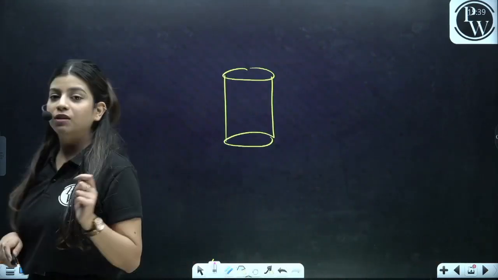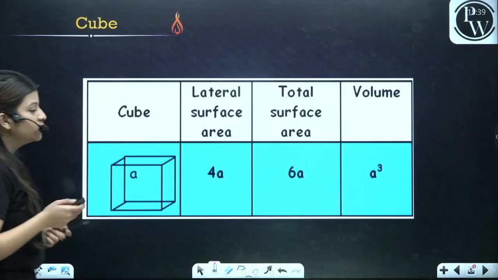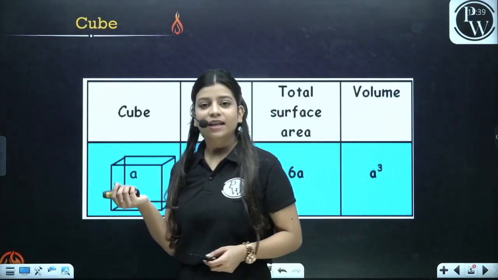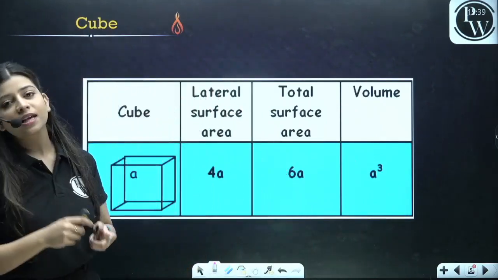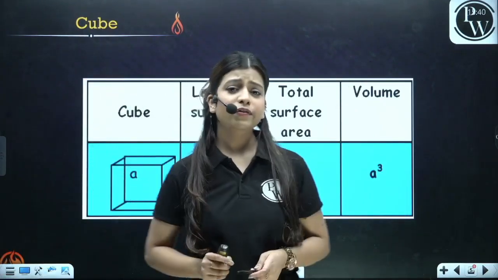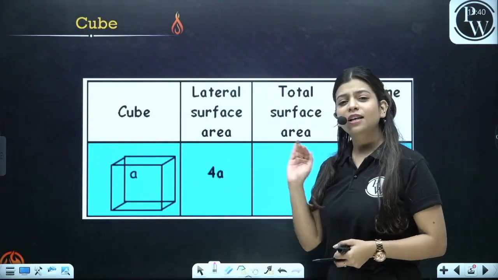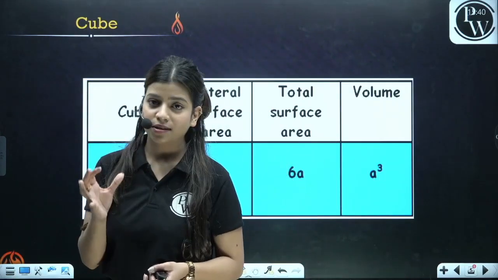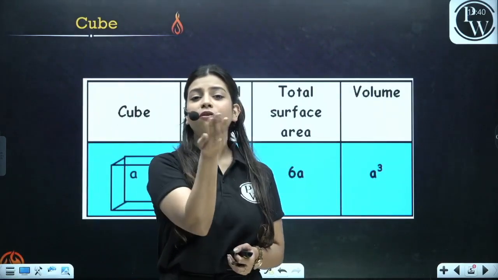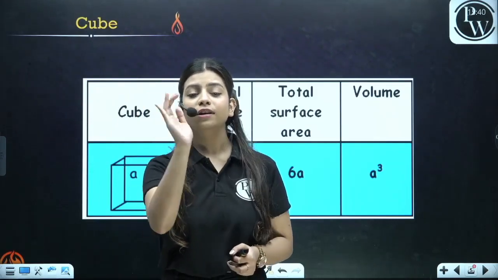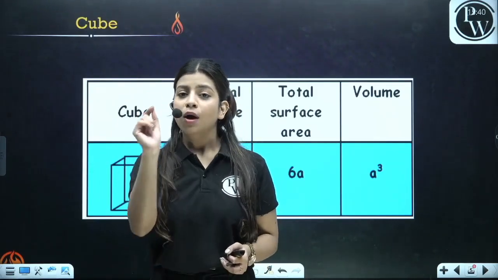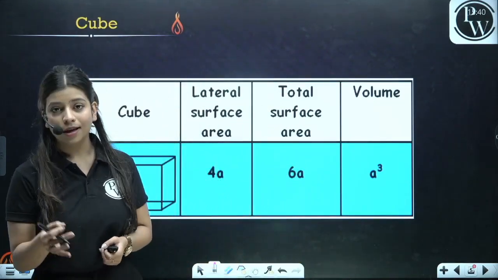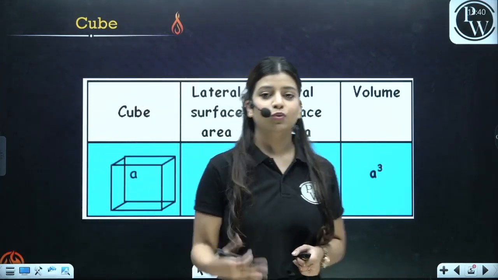So let us see that in respect to every figure which we have. First of all, we have a cube, for example, a dice, a sugar cube, a Rubik's cube. All these are examples of a cube. Now, in figures where there are no curved faces, like in the cylinder, the cone, and the sphere, we have curved faces, but in a cube or cuboid we do not have curved faces. So in this case, we don't say CSA, we say LSA, lateral surface area.